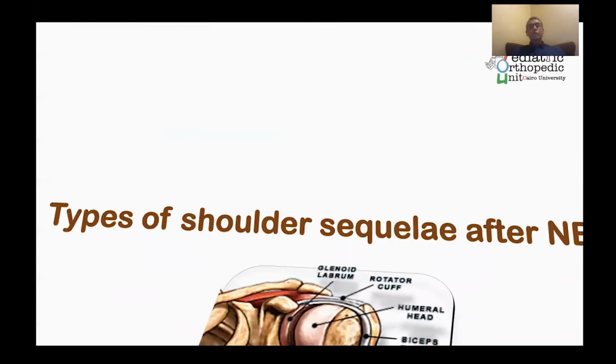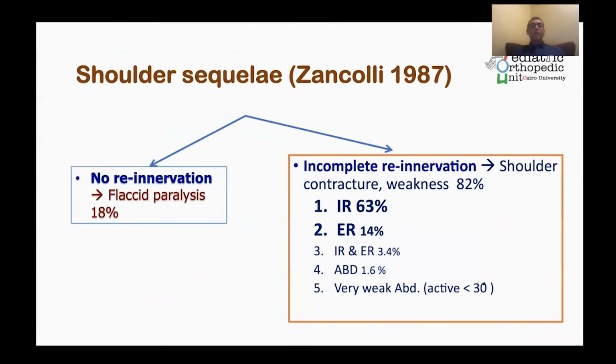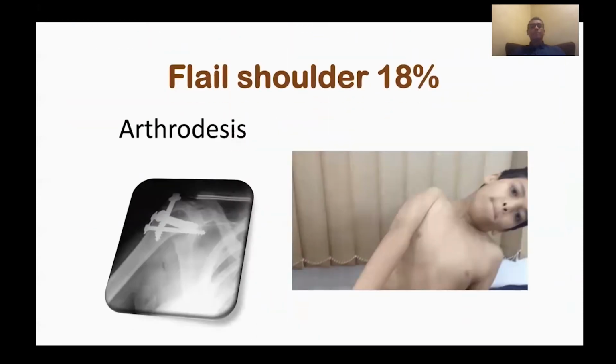Regarding the type of shoulder sequelae, if there is no innervation, there will be a flaccid paralysis, flaccid shoulder. If there is incomplete re-innervation, there will be internal rotation contracture or external rotation contracture, or combined internal and external rotation contracture, abduction contracture, or in some cases, very weak abduction.